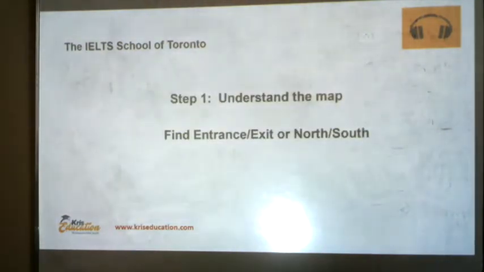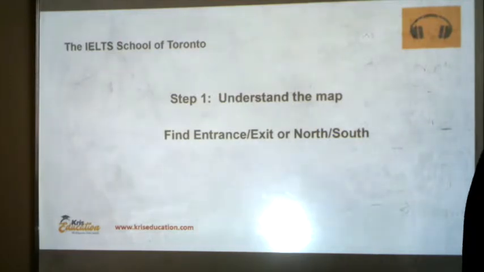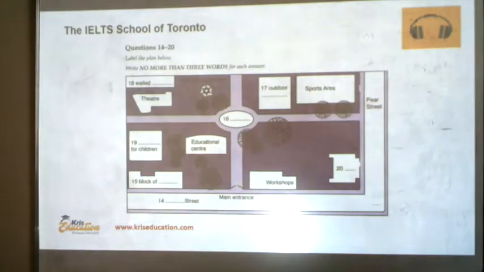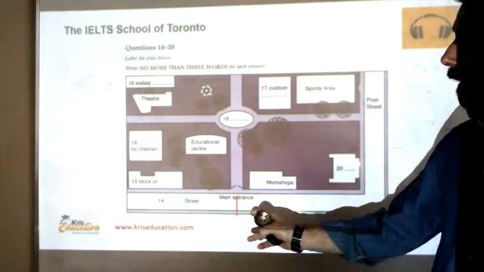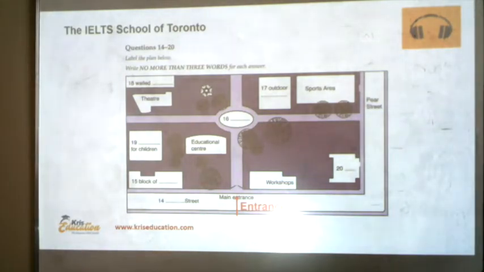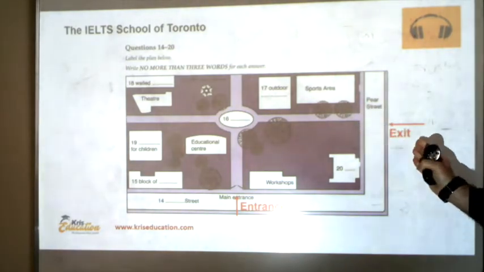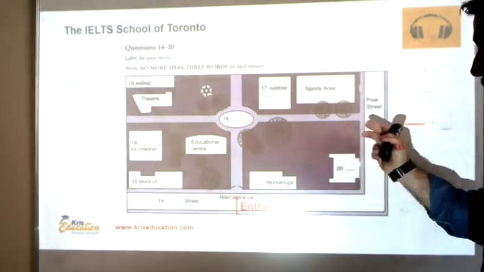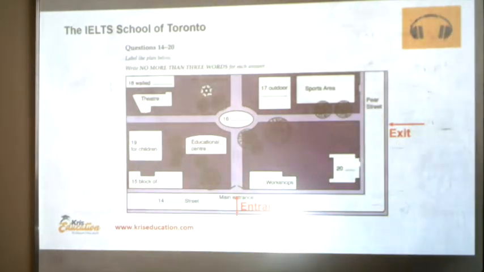The very first thing is you need to understand the map. You need to get a sense of orientation. That's why it is important to find the entrance and the exit. You do that by drawing arrows, like in this case, an arrow here, which indicates the entrance, and an arrow here, which indicates the exit. So during the prep time, the very first thing to do, identify the entrance and the exit.